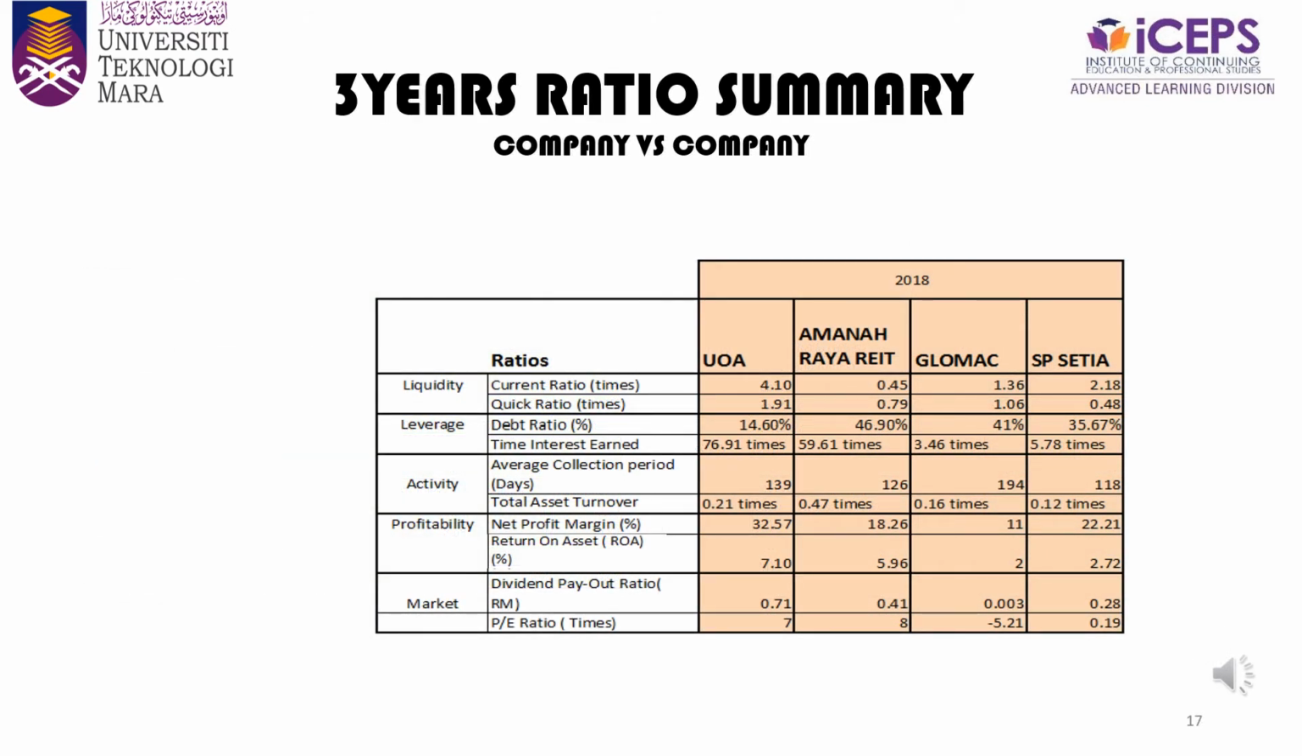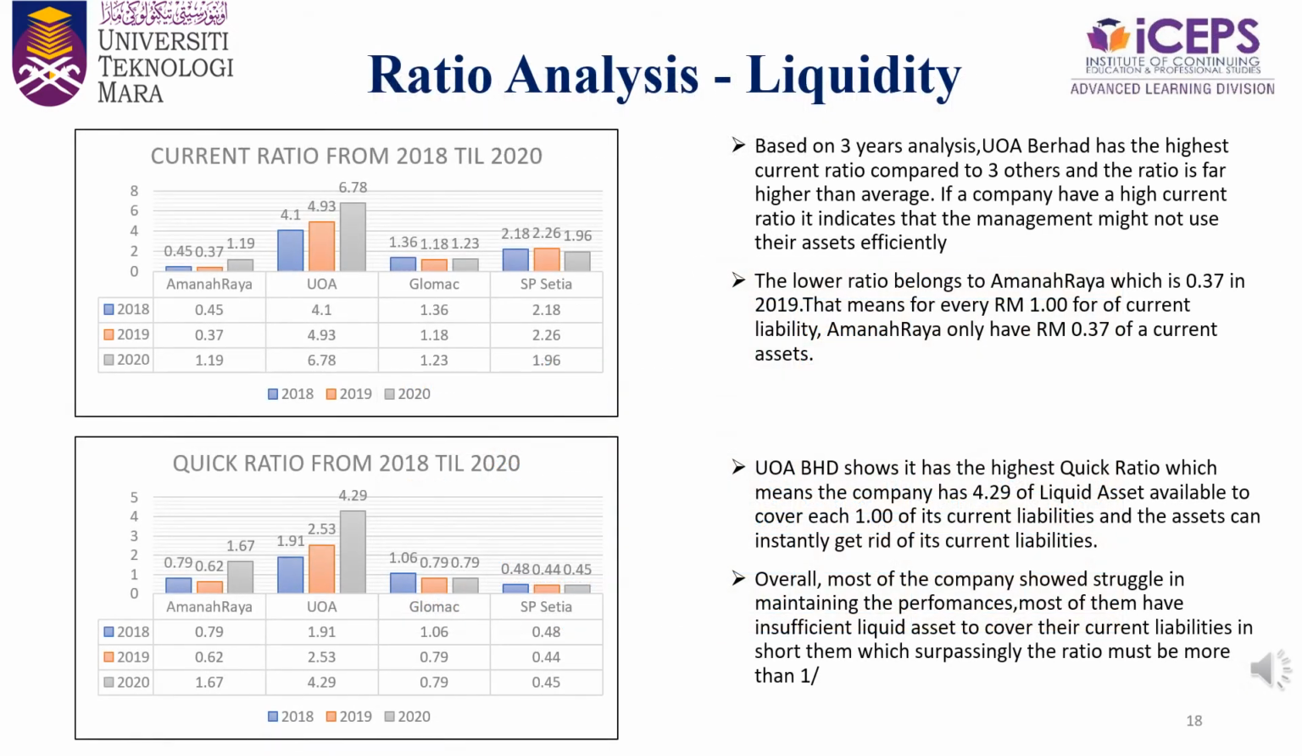The 3 years ratio summary, company versus company, consists of liquidity, leverage, activity, profitability, and market. Further explanation for ratios for each category will be explained in the next slide. Ratio analysis.